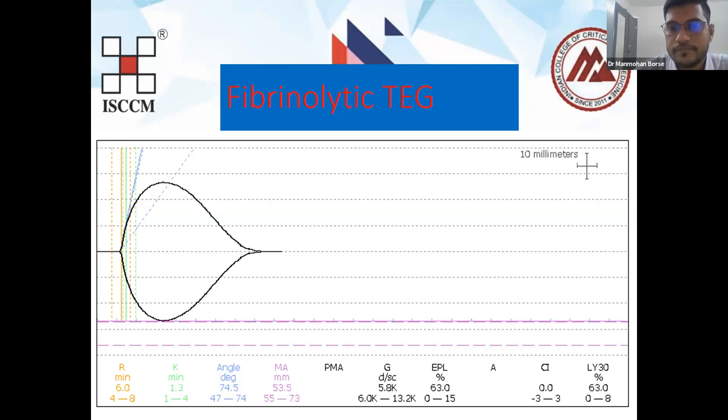Any answer for this? For hyperfibrinolysis, I told you already in the previous slides which parameters are deranged, and I have corrections for those particular parameters. So for this particular case, you will use tranexamic acid. Please put your answer in the chat box. Participants, put your answer in the chat box.